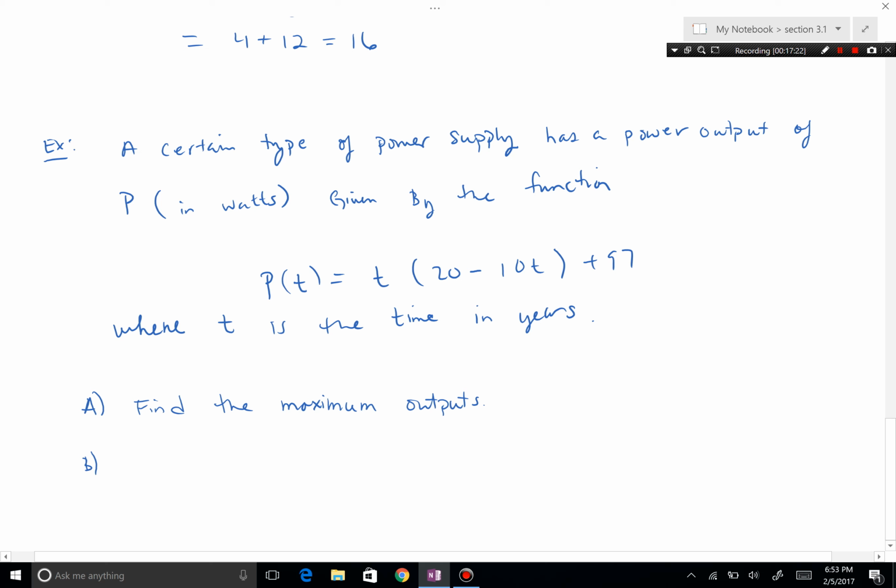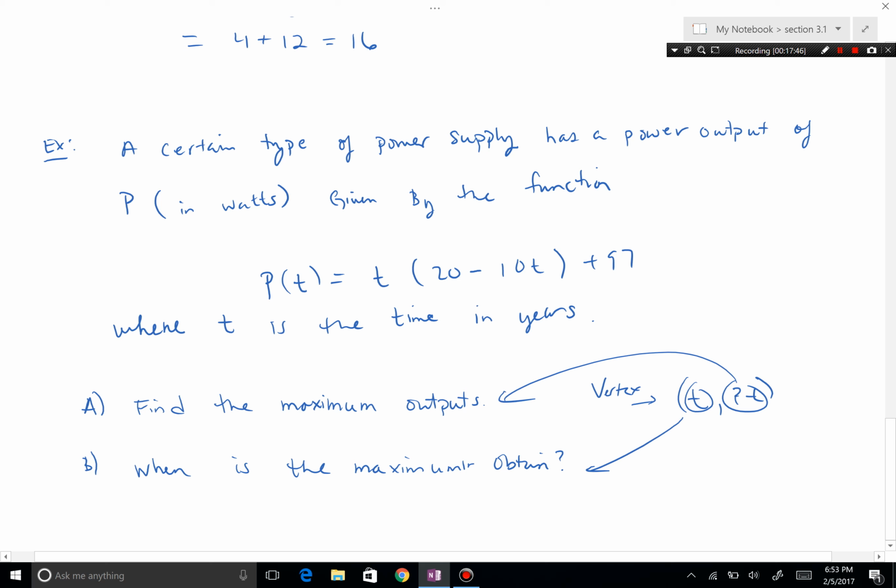And then, when is the max obtained? So when is a question of time. So you better be telling me what time it occurs. So you plug in a t, you get out a P of t. This is going to be your vertex. So you have to know what you're looking for, so that whatever you get for t will be your answer here, and whatever you get for P of t will be your answer here.